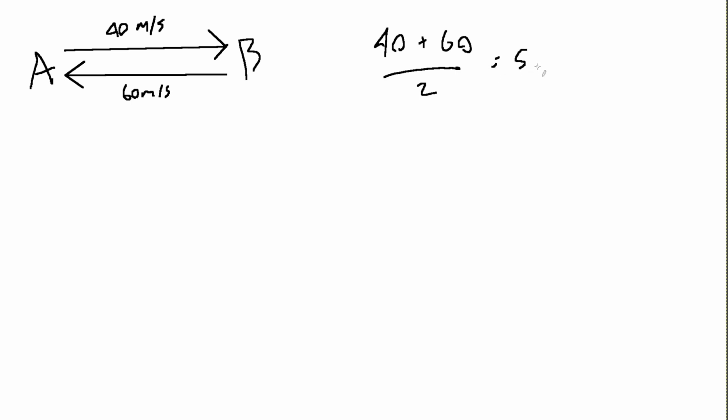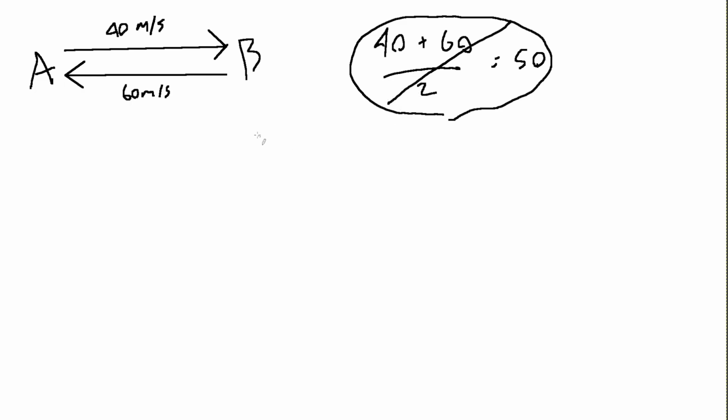However, this is not how this works, because remember, we're taking the average with respect to time, and because we're moving faster across the same distance, our return trip is going to take less time, and so this 60 meters per second is going to mean less than this 40 meters per second, because this is taking up more of the trip. Okay, so let's look at how to actually calculate it.